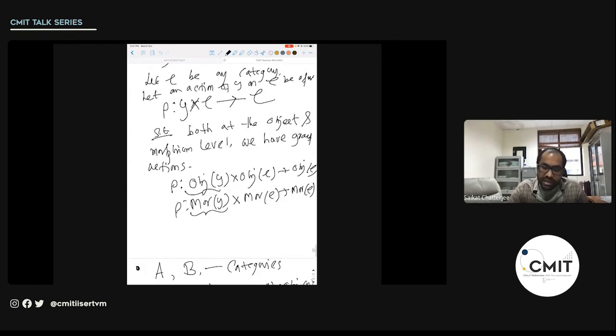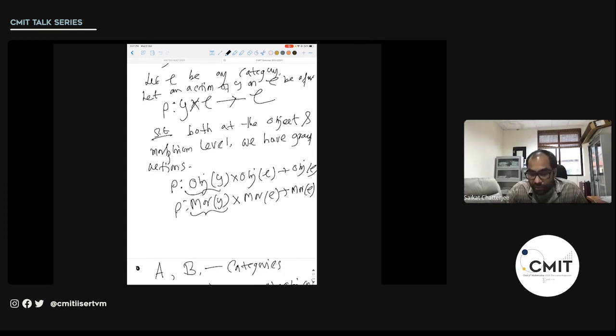So you see here, the first attempt that I made in order to define a categorical action, I defined a functor from the direct product G times C to C, where G is a categorical group and C is some category. So now instead of that, we also wanted that we can talk about the action at the object level and the action at the morphism level.